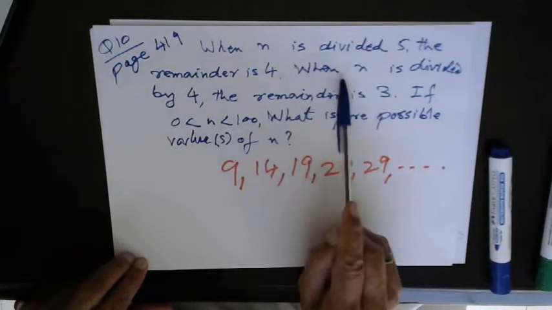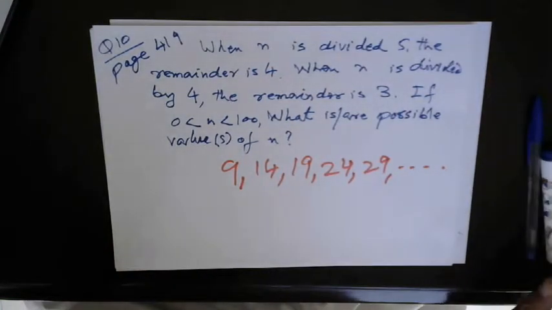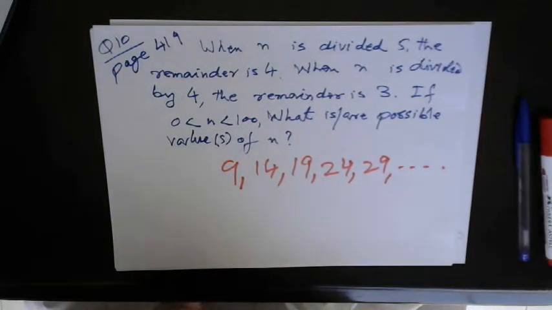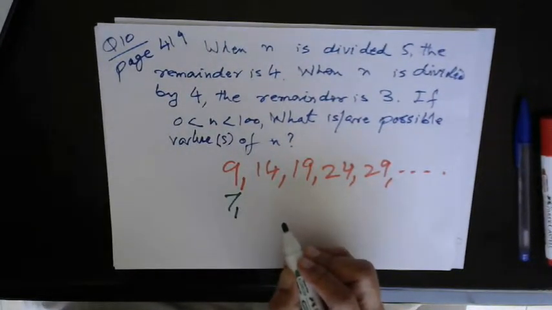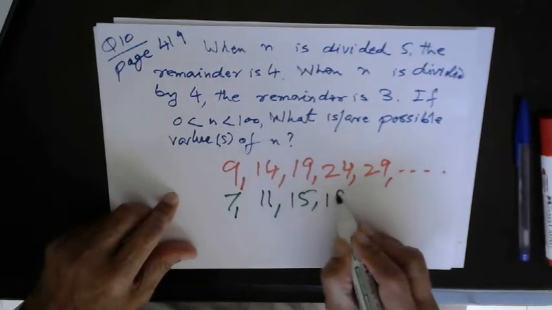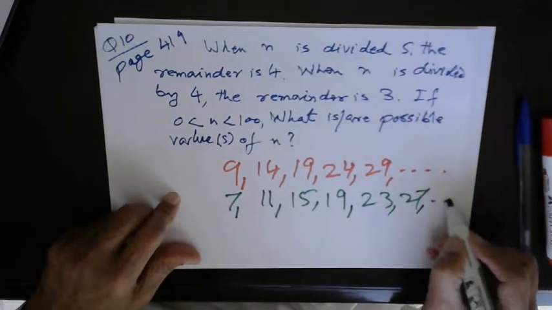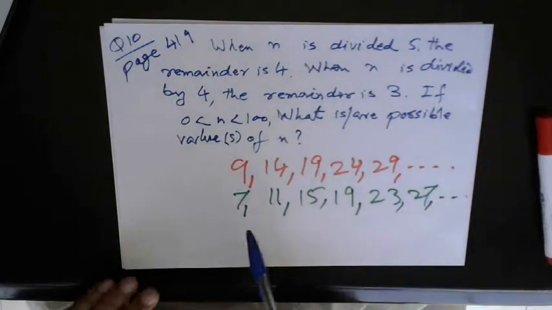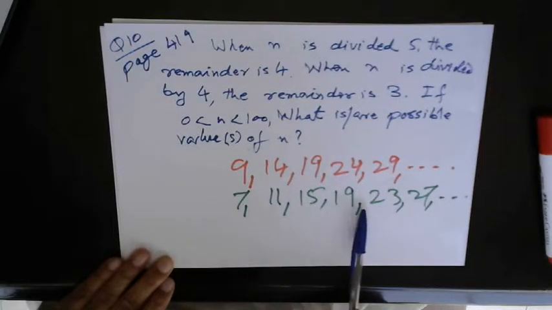When n is divided by 4, the remainder is 3. Let us write a few examples here also. The remainder is 3. So, for example, 7, 11, 15, 19, 23, 27, etc. If you divide 7 by 4, the remainder will be 3. 11 by 4, the remainder would be 3, 3, 3, 3, 3.